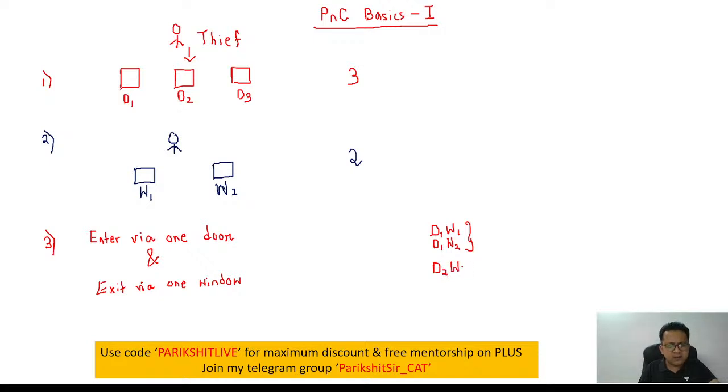Door 2 enter, W1 exit, or door 2 enter, W2 exit. Again two possibilities. Similarly, if you enter via door 3, you exit via W1, or you enter via door 3 and exit via W2. So can I say in total 6 ways? In total 6 ways. Now I gave you a very easy example, but you know what?